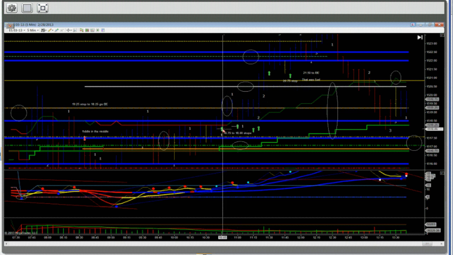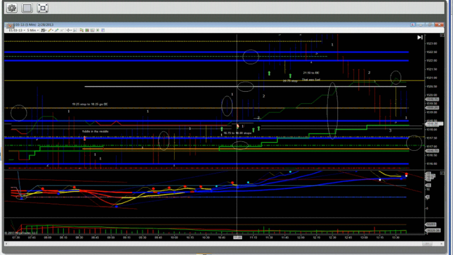But look at all the arrows. This is from a 15-minute chart. This is from a 5-minute chart. This was from a 15-minute chart. This was from a 30-minute chart. So you basically have like 4 trades there.